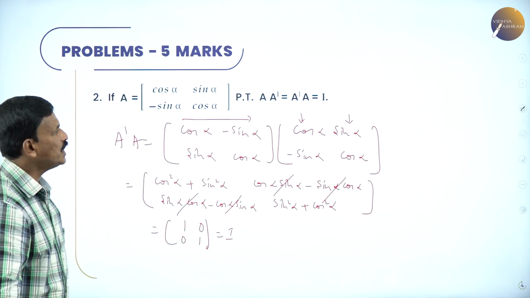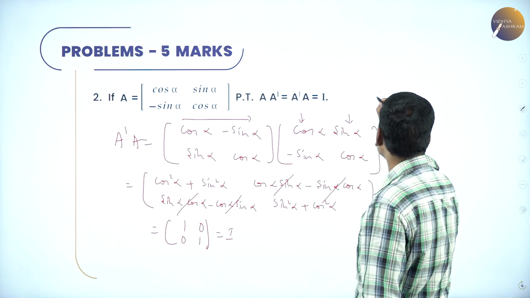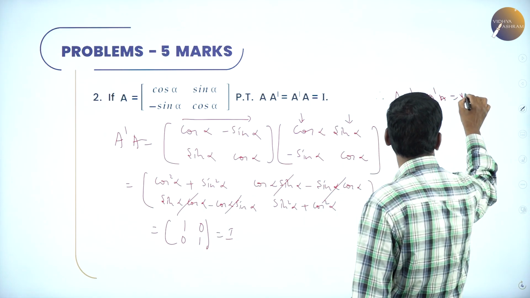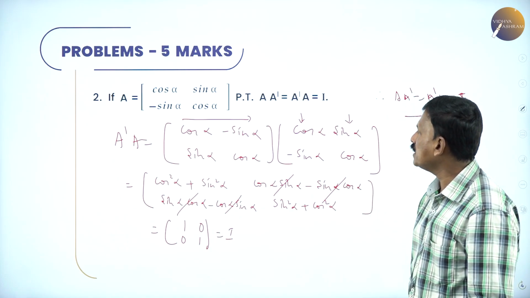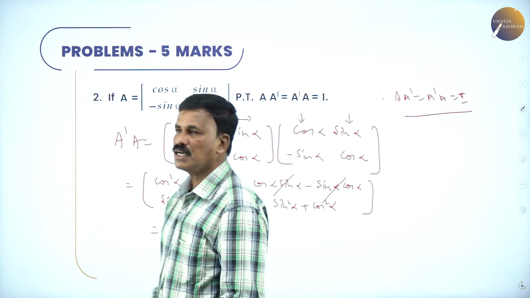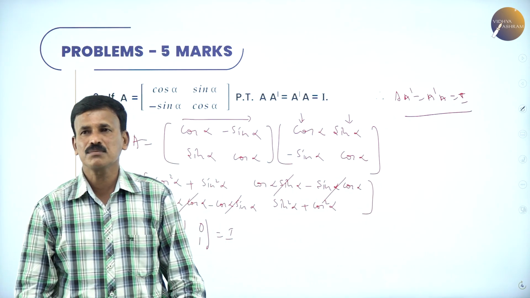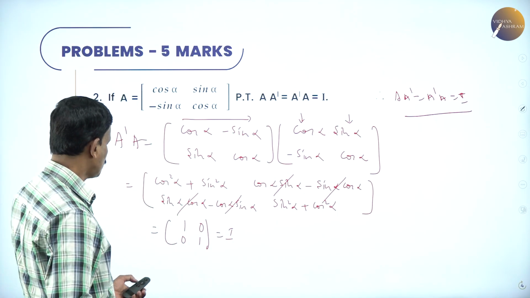So therefore from 1 and 2 what do you say? You can conclude that A into A dash is equal to A dash A is equal to I, an identity matrix. So if you multiply A and A dash, you are going to get an identity matrix. This concept is very important while solving the problems in invertible matrices. Now come to the next problem.